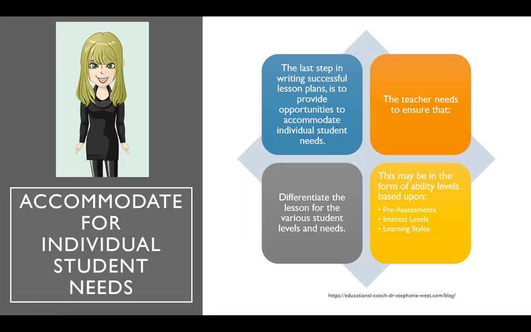Lastly, we need to accommodate for individual student needs. In writing successful lesson plans, it is necessary to provide opportunities to accommodate individual student needs. The teacher needs to ensure that the lesson is differentiated for the various student levels and needs. This may be in the form of ability levels based upon pre-assessment, interest levels, and even learning styles.